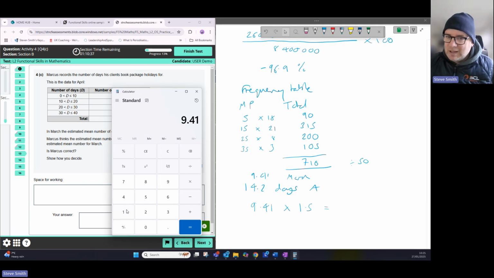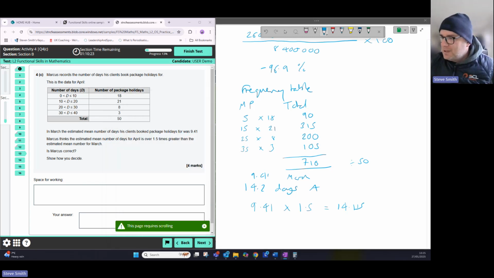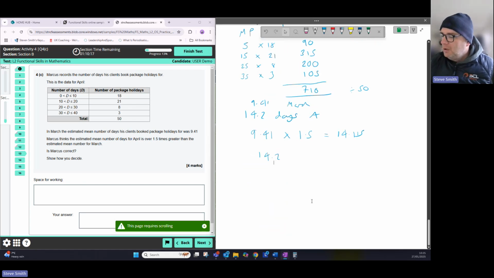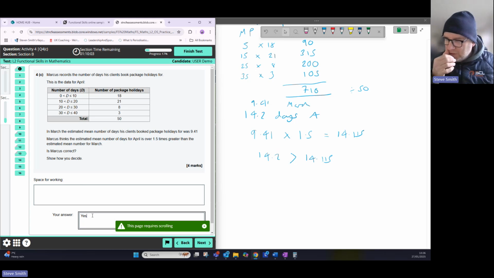9.41, which is March. He thinks April is 1.5 times more. 9.41 times 1.5 equals 14.115. Is he correct? If we say we had 14.2 for April, that is greater than 14.115. Not by much, but it's not the amount that counts. Is it or is it not? It is. So is he correct? Yes, in our box at the bottom.